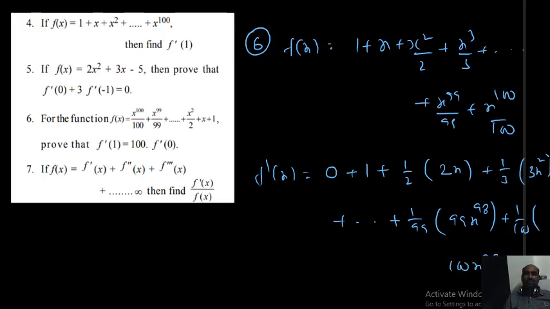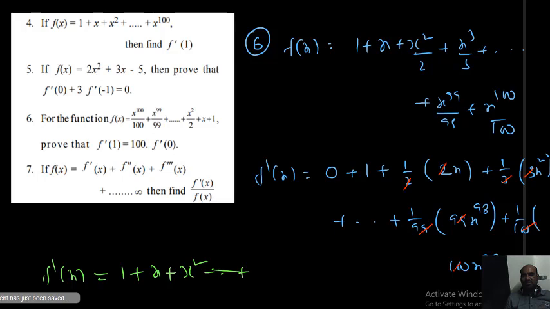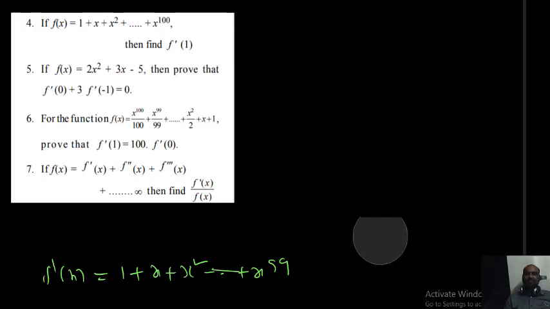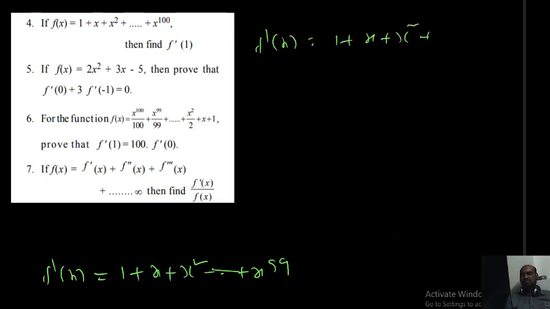Okay, students. So what happened here? The 2 gets cancelled. The 3 gets cancelled. The 99 gets cancelled, and the 100 as well. So what will we get? I will write here: f'(x) equals 1 + x + x^2 + ... + x^99. Okay, this is f(x), this is f'(x). So again I want to write here, students: 1 + x + x^2 + ... + x^99.